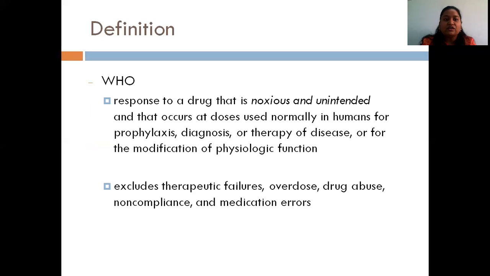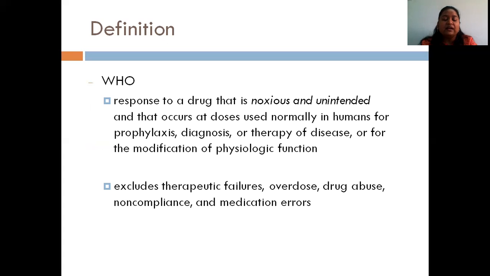According to the WHO, the World Health Organization, which is a regulatory body for adverse drug reactions, the WHO has proposed a definition of ADR as a response to a drug that is noxious and unintended and that occurs at doses normally used in humans for prophylaxis, diagnosis, or therapy of disease or for the modification of physiologic functions. So we can say any unintended noxious event which occurs by the drug at the normal usual dose.